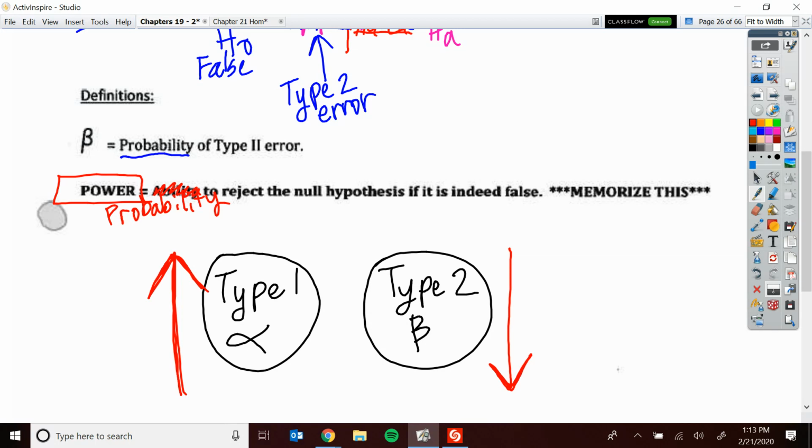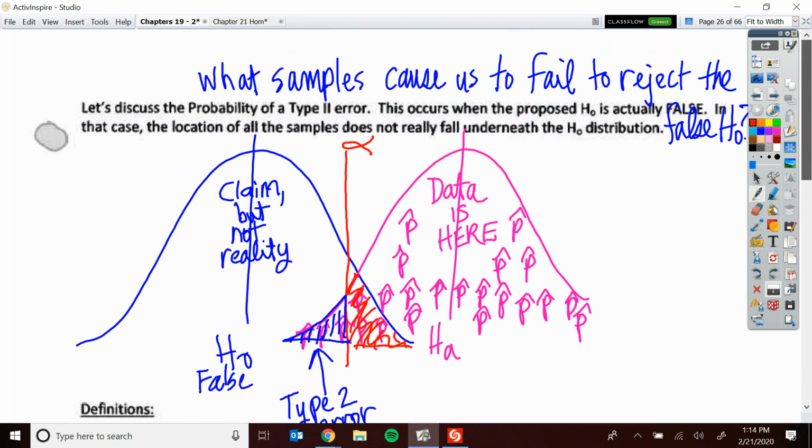In 2018, one of the problems on the AP FRQ involved a question, and the answer was power. People didn't know the definition of power, and it had never been on a test before. So the national average score on that FRQ was 0.7 out of 4 points. Not even 1 full point. That was not good. So we want to make sure we've got power down.